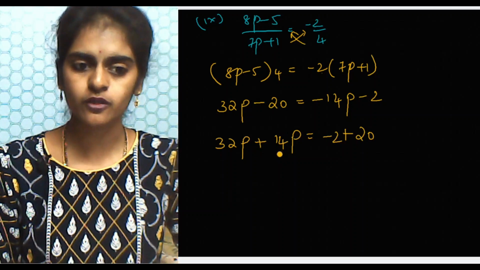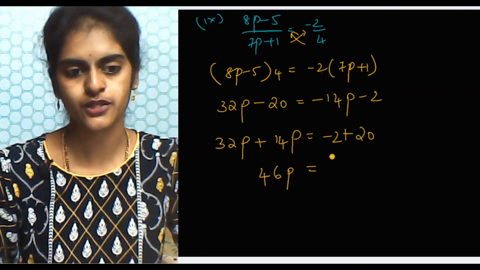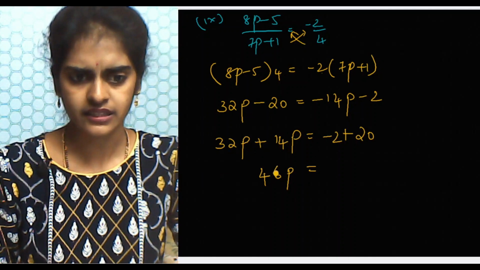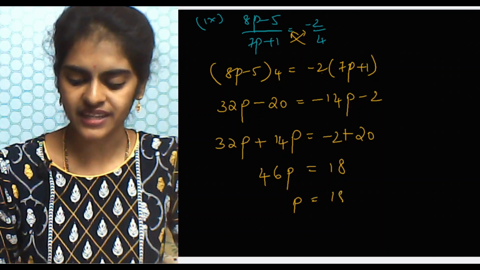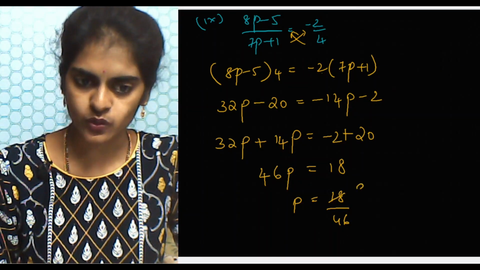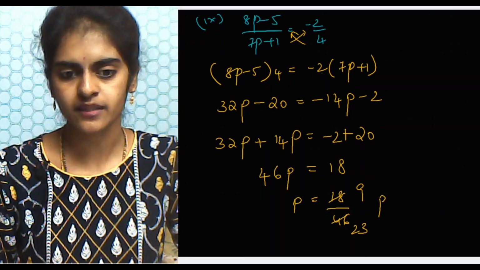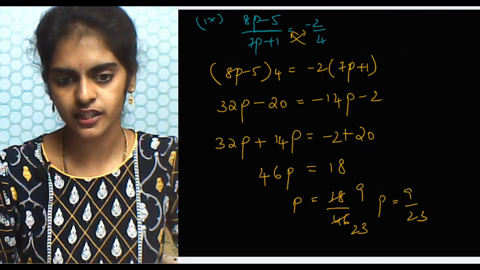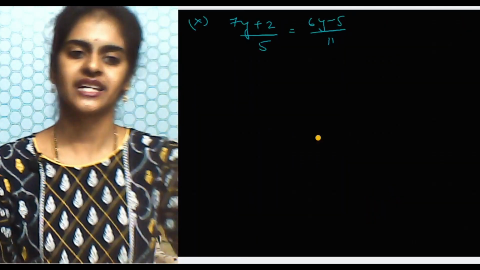So 32p plus 14p becomes 46p is equal to, isn't it? This is minus 2 plus 20, which is 18. So p is nothing but 18 divided by 46. So cancel. 2 nines are, 2 twos are, 3s are. So finally the p value is 9 by 23. Clear? So let us move on to the next one.